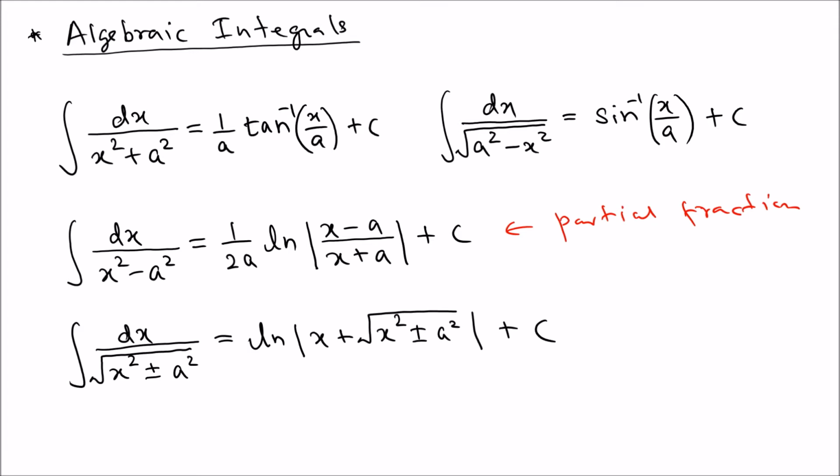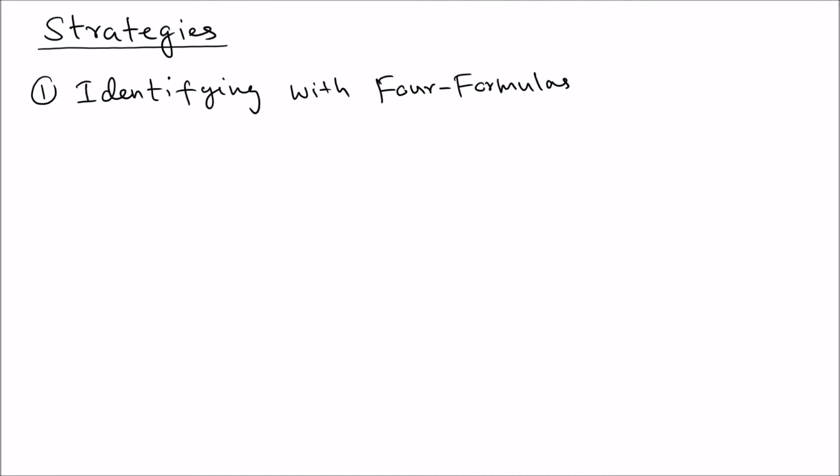Okay, now what we can do is discuss those different strategies one by one. First, we're going to start with identifying four formulas. That's one of the tricks that we use, what we call the four formula trick. So let's start with that. Identifying with four formulas is going to make most of the integrals much easier. So we can identify them with four common formulas. Let's list them one by one.